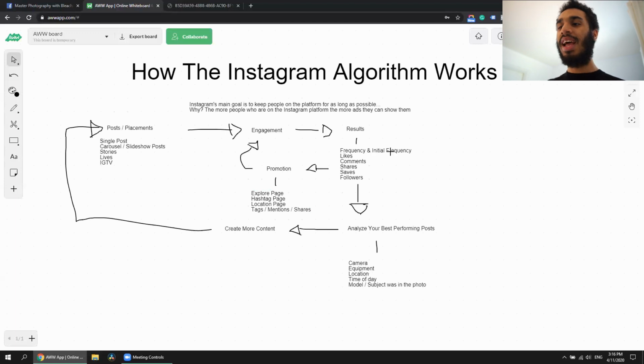But what I want to mention is, with the frequency, how many times are people seeing you again and engaging with you again? And then also initial frequency is, are they engaging with you as soon as they see the post? Do they see your post and go, oh my gosh, that's amazing, I absolutely love that post, and then they like it right away, they comment on it right away, they share it with a friend, they make a save, right? So all these things, shares, saves, followers. Do they follow you after they see the post? If they do that, then Instagram knows that it's a really good post, it's really engaging, they're going to promote it, and they're going to promote it where?